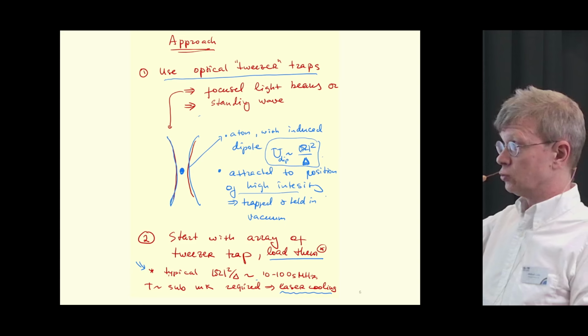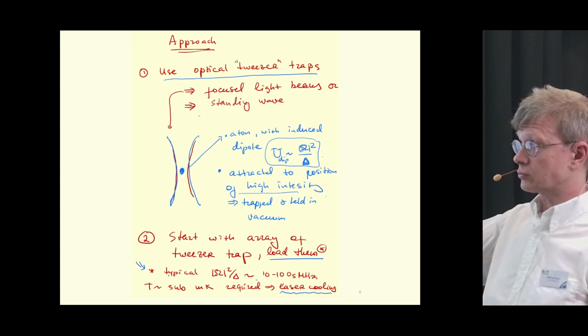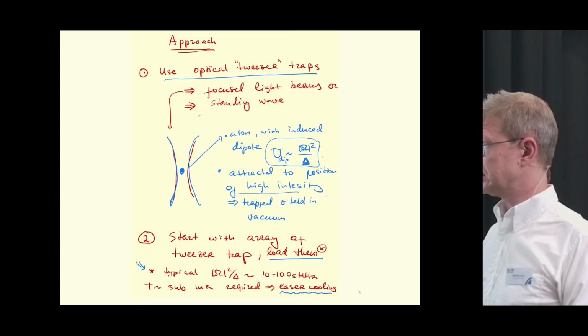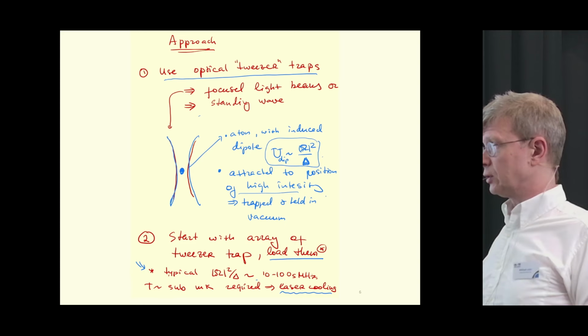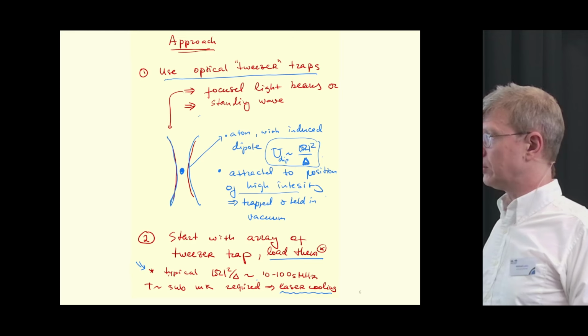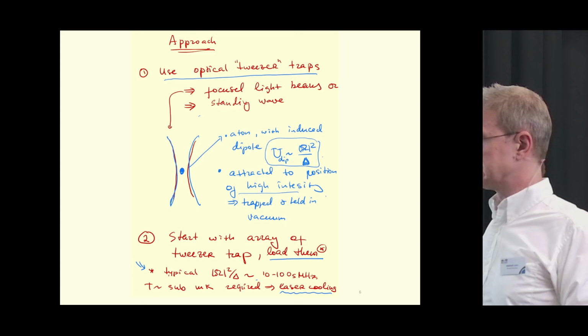You can use focused beams to attract the atoms to the point of highest intensity. The off-resonant laser beam induces a dipole, and this dipole produces an effective energy shift which scales like Rabi frequency divided by detuning, and as a result the atoms will be attracted to the point of highest intensity. The overall approach is to start with arrays of these tweezer traps and then load them with single atoms.